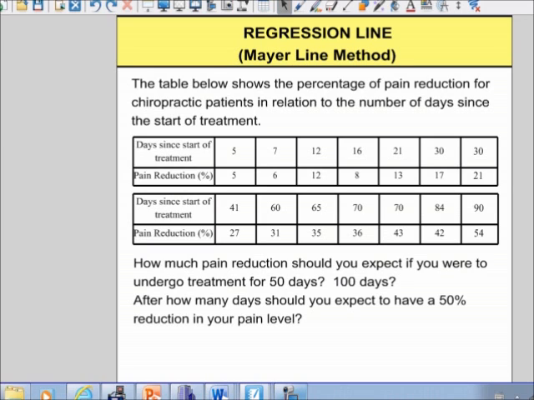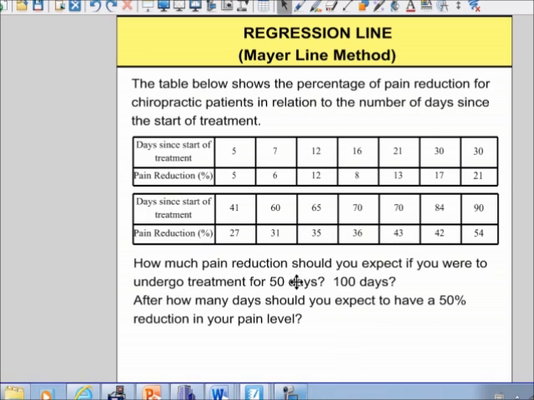I mean, if you go to a chiropractor, you're probably having some level of back pain or maybe neck pain, and of course you want some of that pain, or ideally all of it, to go away. And when you first sit down with your doctor, he or she is going to want to let you know what you should be expecting. Of course, every patient is going to have slightly different results, but you could use a Mayer line to get a pretty good prediction as to what you should expect going into your treatment.